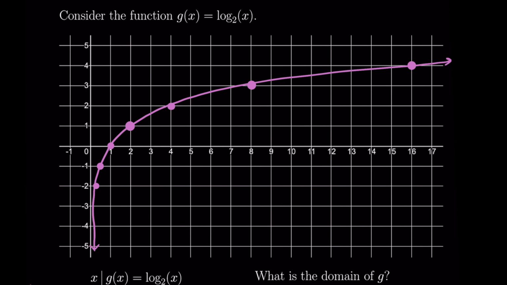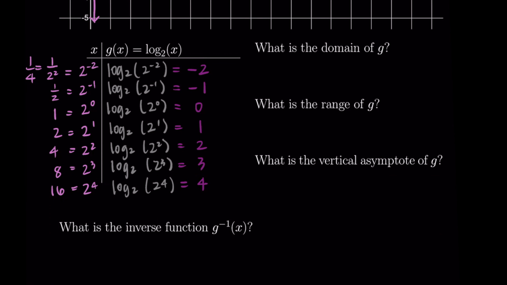All right, so this is our logarithm. Remember, it is the inverse of the exponential. And so we should be seeing a similar graph. It's just that the inputs and the outputs are swapped. So we'll get to that in a second. I don't want to get too far ahead. Let's talk through the domain, range, vertical asymptote, and inverse.